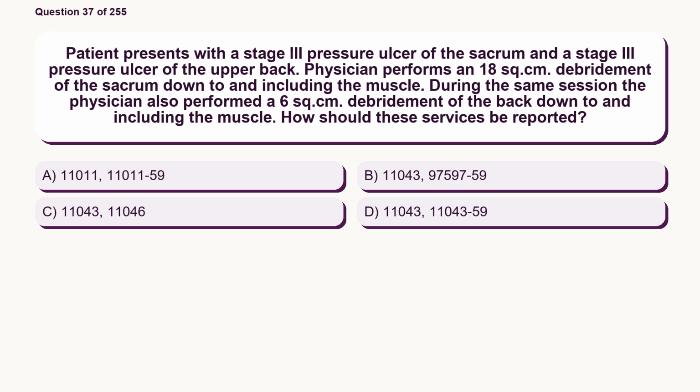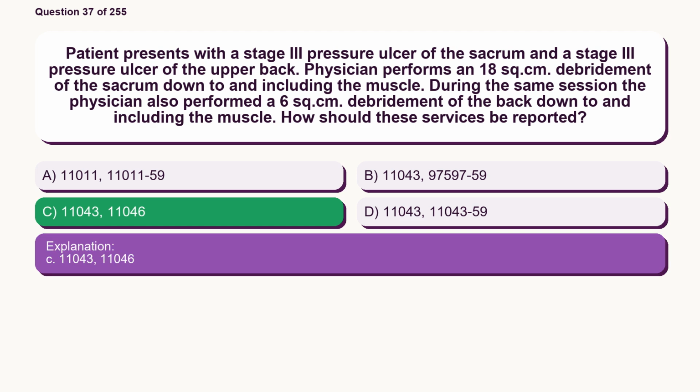Option A: 11011, 11011-59. Option B: 11043, 97597-59. Option C: 11043, 11046. Option D: 11043, 11043-59. The correct answer is option C: 11043, 11046.